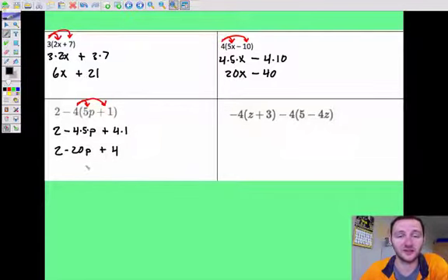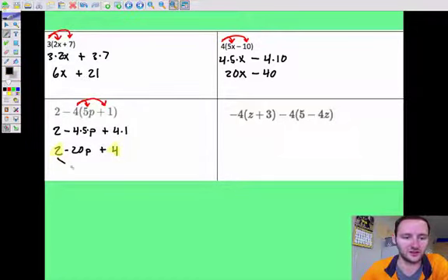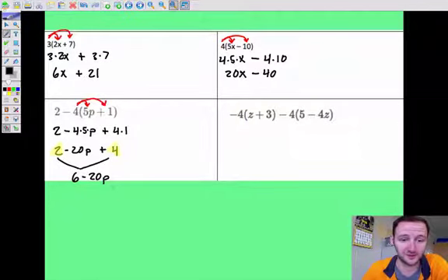And now if you go back to the last video with combining like terms, I have a constant and another constant. So those I can combine together to get 6. And then I still have this minus 20p. Okay? And that's as simple as it can get.